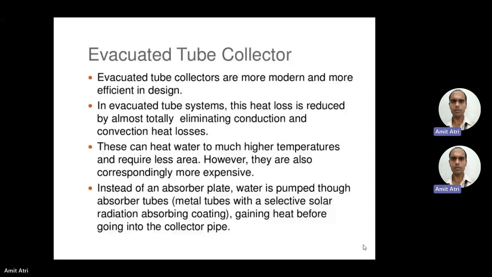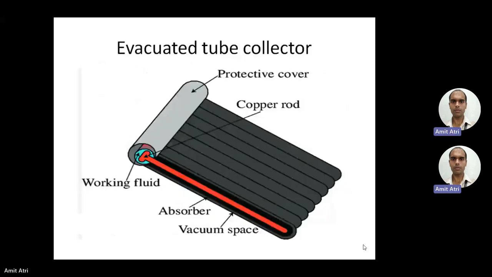Next one is the evacuated tube collector. So evacuated tube collectors are more modern and more efficient in design. Let me show the diagram how it looks like. So protective cover is there, copper rod is there, then working fluid is there, absorber, vacuum space. Mostly similar components as compared with a flat plate collector. Okay, evacuated tube system. This heat loss is reduced by almost totally eliminating conduction and convection heat loss. Okay, so these can heat water to much higher temperatures and require less area. However, they are also correspondingly more expensive.